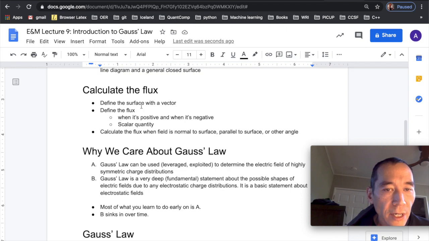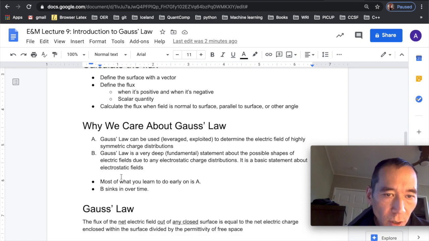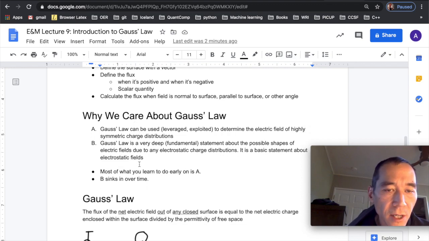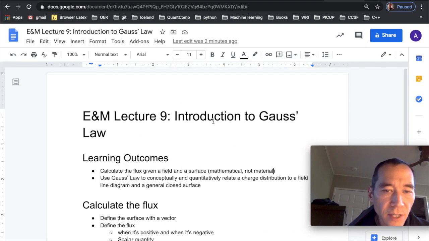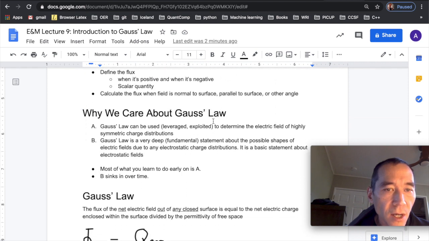Kind of a corollary to just being able to calculate the flux is being able to calculate the flux when the surface and the field are at various directions with respect to each other. So we'll also talk about, in this video, an introduction to Gauss's law. We're also going to talk about what is Gauss's law and why do we care about it.